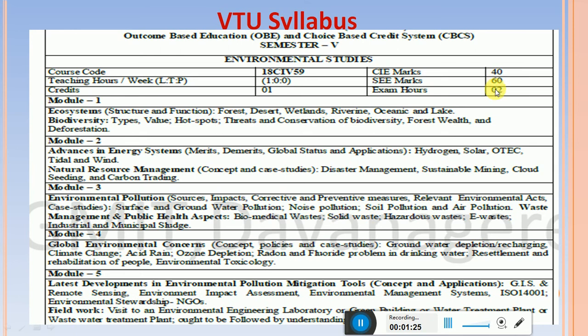It is similar to all other subjects, but the only difference here is that it is a 1 credit course. The contact hour is 1 per week. It has SEE marks as 60 and continuous internal evaluation marks as 40, and the exam duration will be 2 hours, comprising a 100 marks question paper. Similar to the examination pattern, we will also conduct internals, that is you have to attend 3 internals. So this is the syllabus.